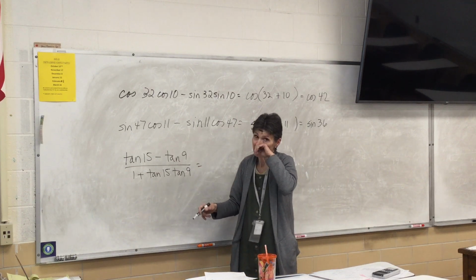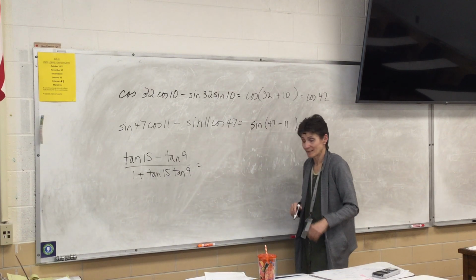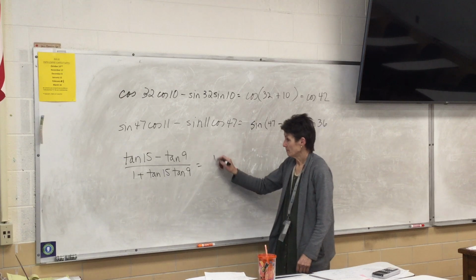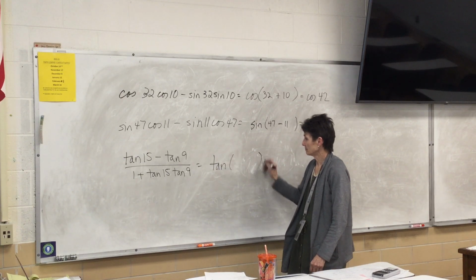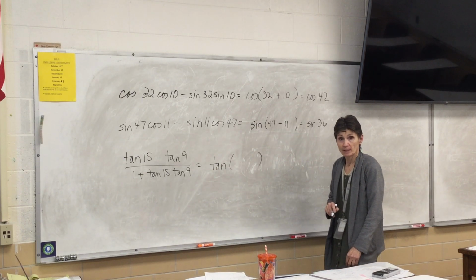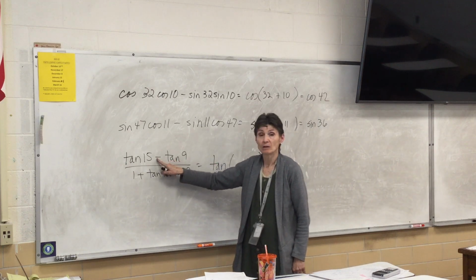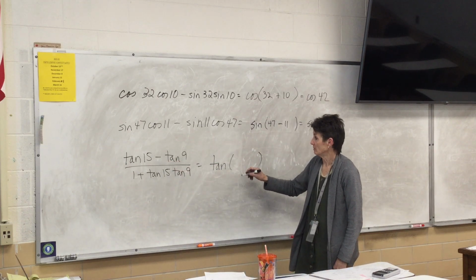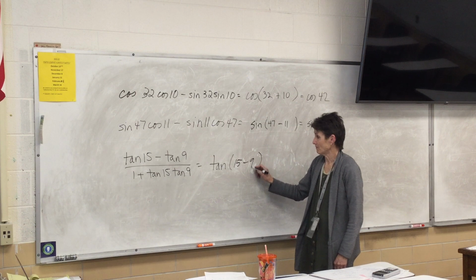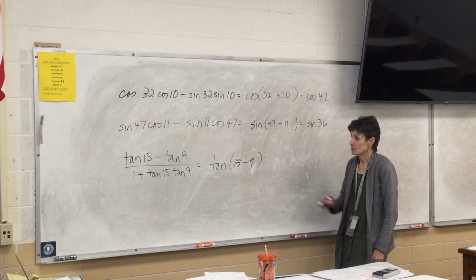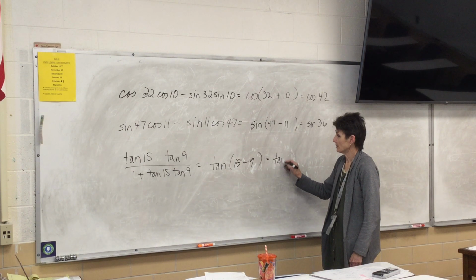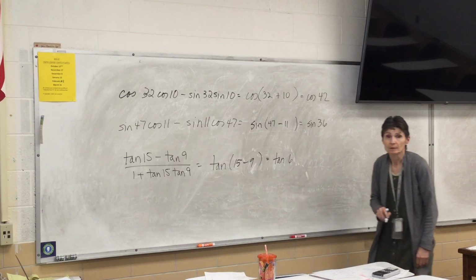Tan minus tan over 1 plus tan, tan. Well, that's a tangent formula. And it's the formula for the tangent of an angle minus an angle. So your angles are 15 and 9. So this is a formula for the tangent of 6.